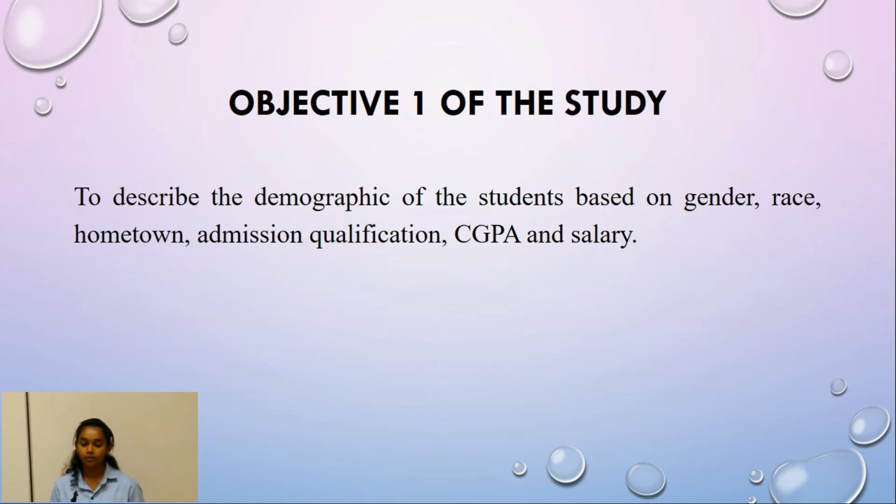Okay. Now objective 1 of the study for our project is to describe the demography of the students based on gender, race, hometown, admission qualification, CGPA and salary.